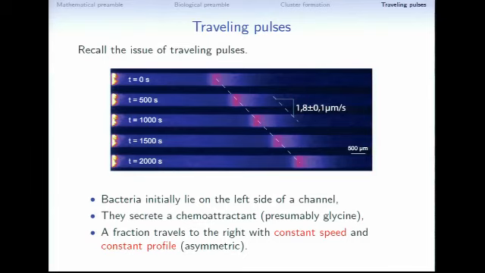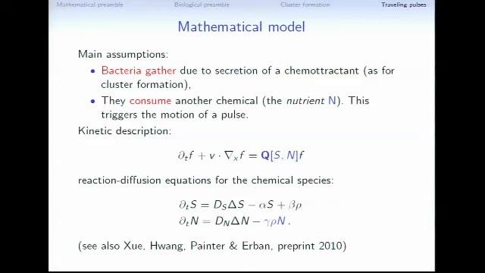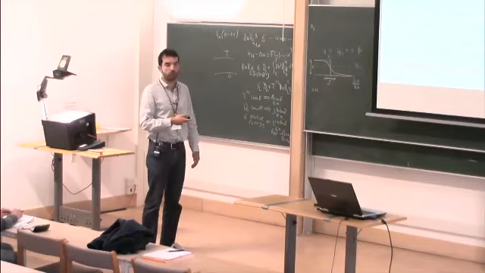That you can see here is slightly asymmetric. There seem to be more cells on the right, at the front of the pulse, than at the back. So again, you choose a kinetic model. What you expect is that they will gather due to a secretion of a chemoattractant, as for the cluster formation. But in addition, there is another chemical which comes into the game, and they will consume it, and this will create a gradient, and then this will trigger the motion of the cluster, of the pulse.